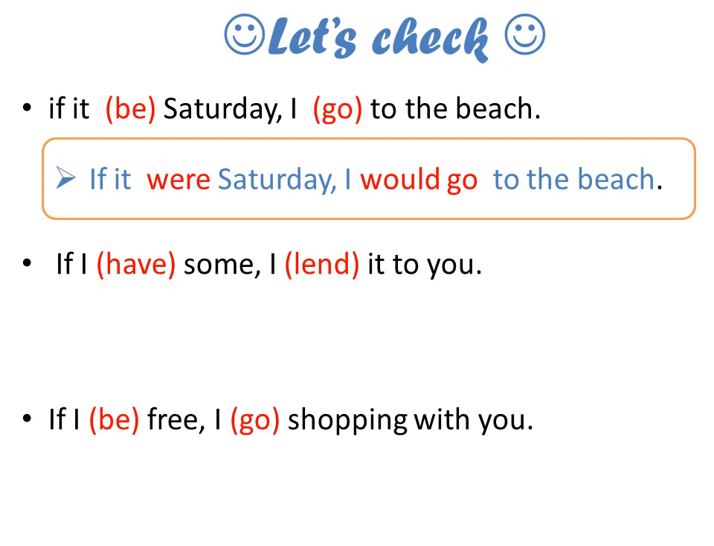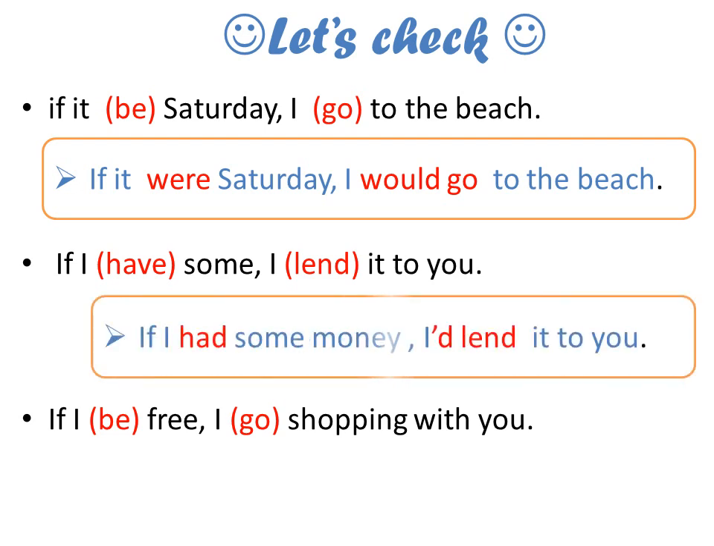If I have some money, I lend it to you. So the answer: if I had some money, I would lend it to you. We can use the short form of would. It becomes I'd lend it to you.